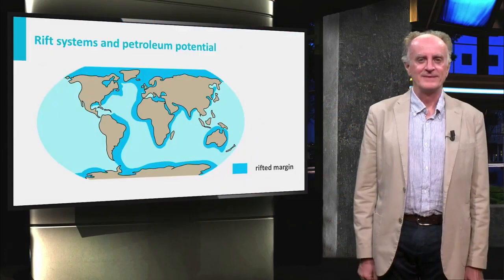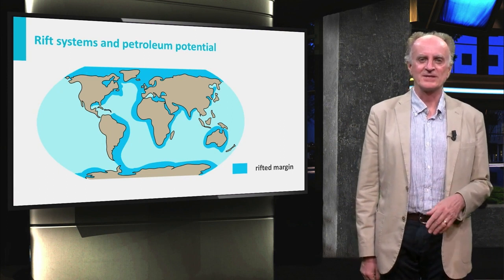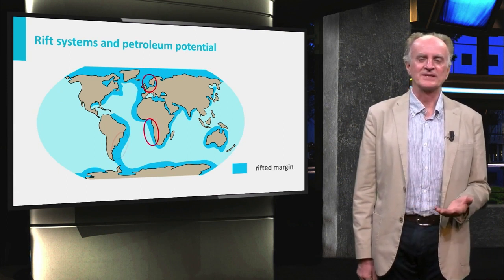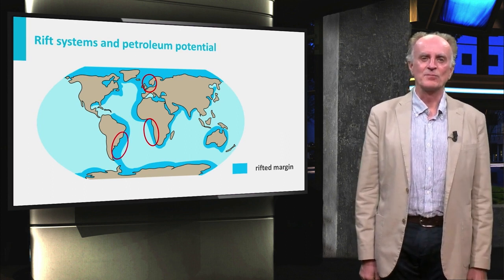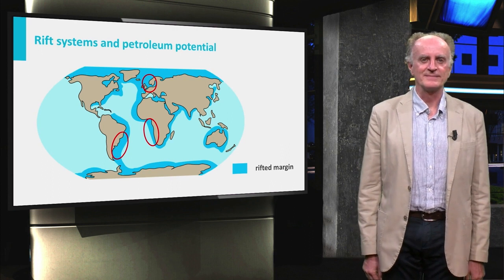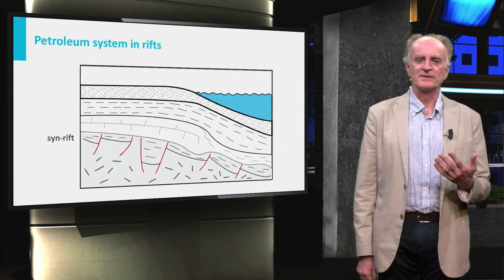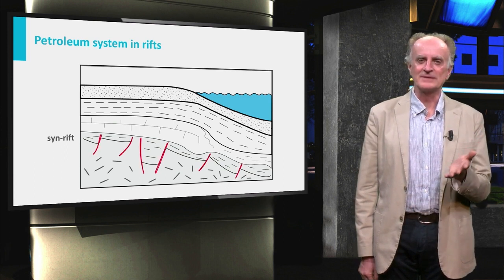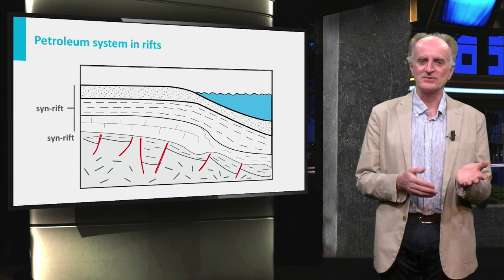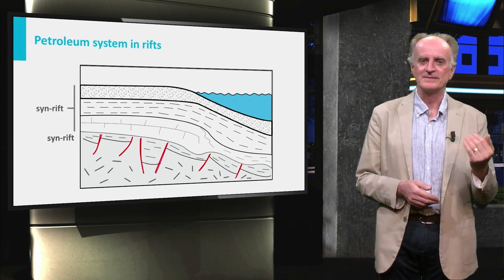Welcome back. Very prolific hydrocarbon provinces are hosted in extensional systems such as continental rifts like the North Sea and passive margins like in West Africa or South America. In the slide, you see a generalized section across a rifted continental margin. You can recognize easily the normal faults and the sedimentary succession deposited prior to, during and following rifting.